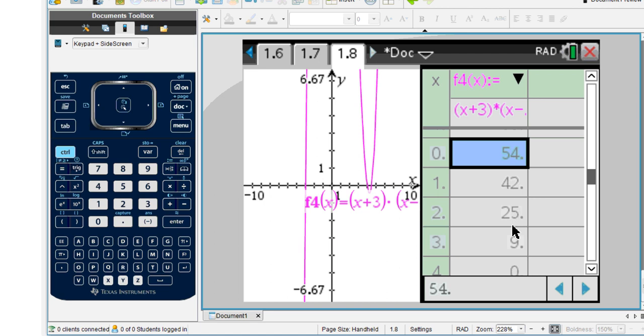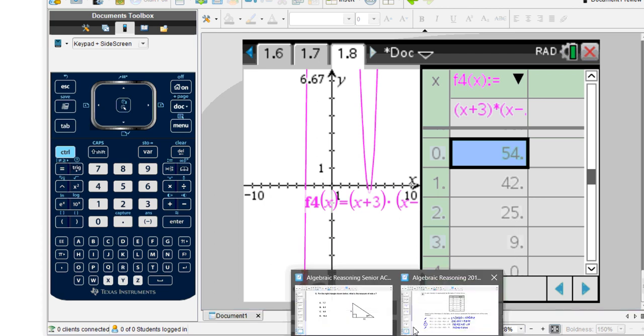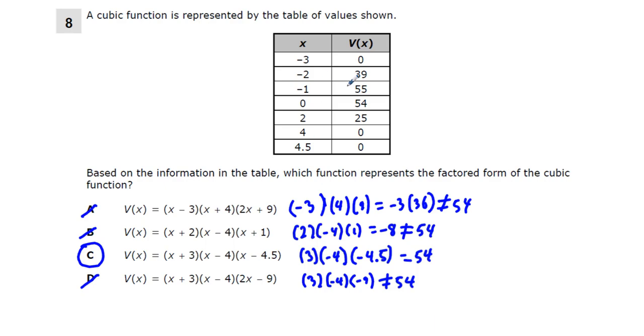54, 42, 25, 9, 0. Yeah. 9, 0. Got 2, 4. You'll have 0 there. Yeah, that's going to be it. So that should be a pretty easy one to do.